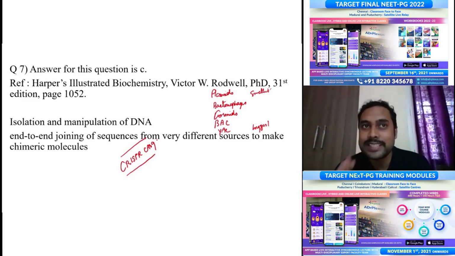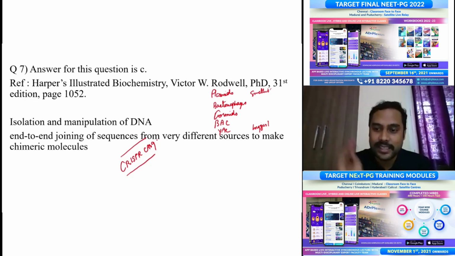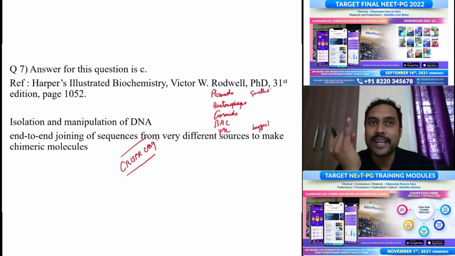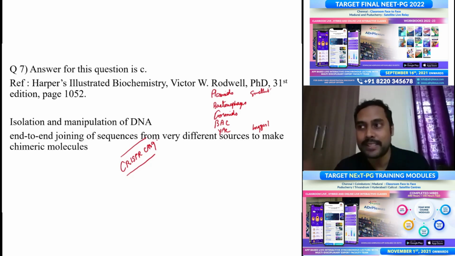So this is a gene cutting technology, a gene editing technology. In gene editing, there are three processes: one is you can insert, second is you can edit, third is you can replace or repair. All these three can be done. So he deleted some genes which make a person susceptible to the HIV virus.